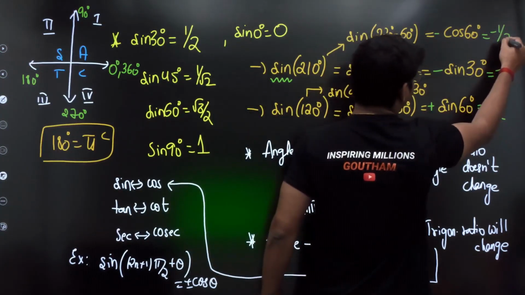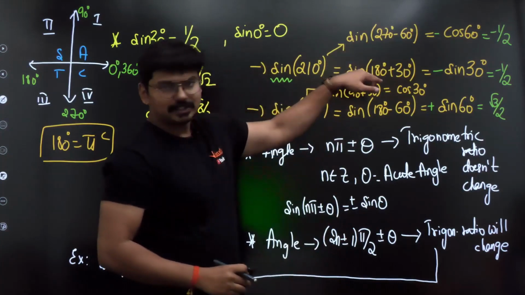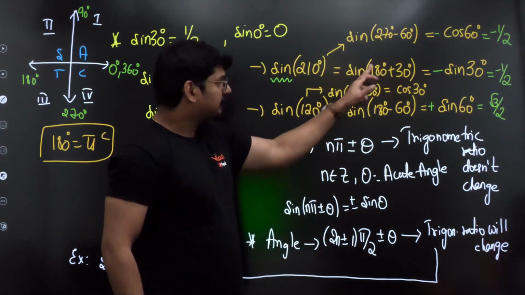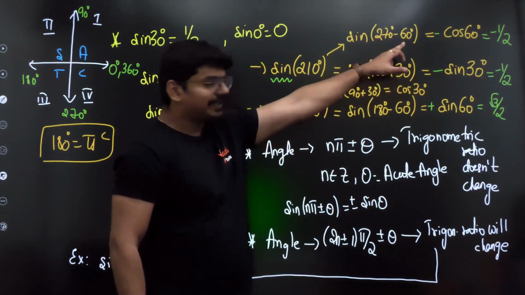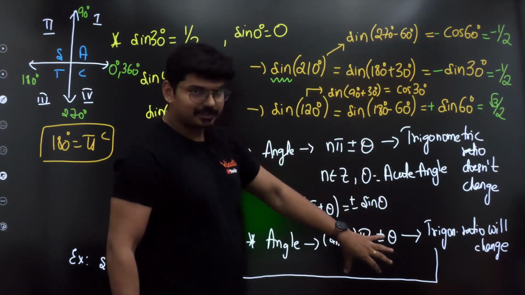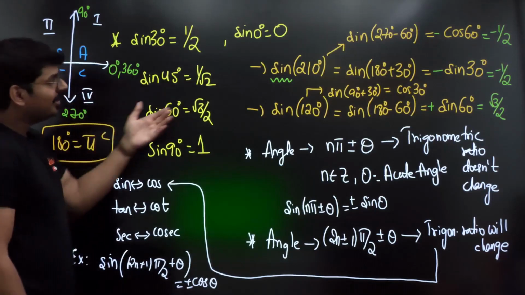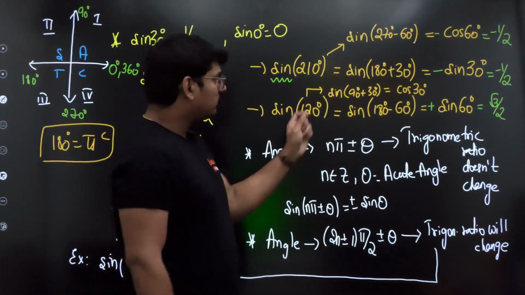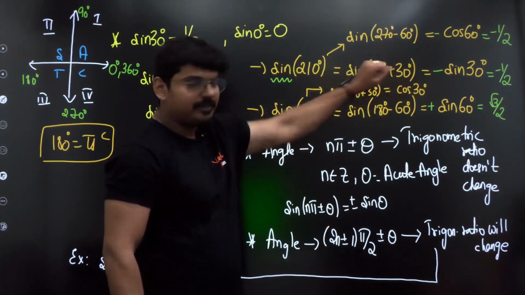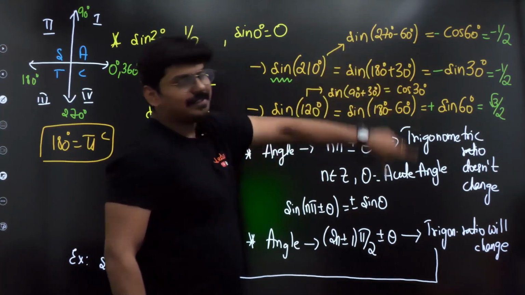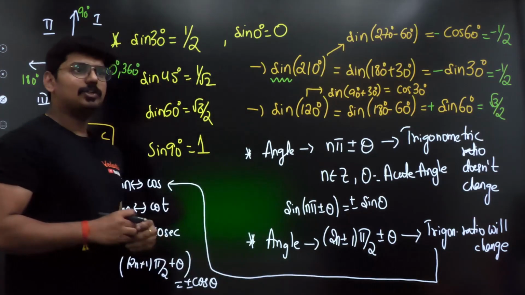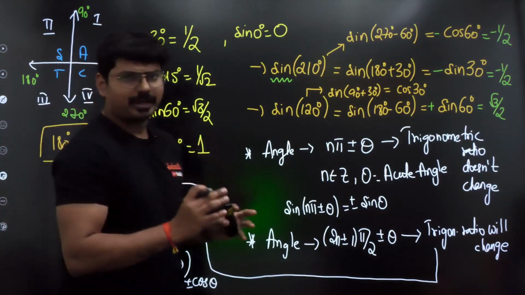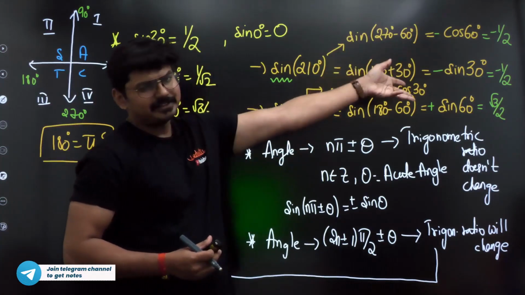That is minus 1 by 2, and observe both the values are same. You do it in this way or you do it in this way. You write 210 as 180 plus 30 or 270 minus 60 and apply this logic and this ASTC rule, you end up getting the same value. So there should not be any confusion whether I should write this angle as 180 plus theta or a multiple of pi by 2 plus theta, because whatever you write, finally you end up getting the same result.